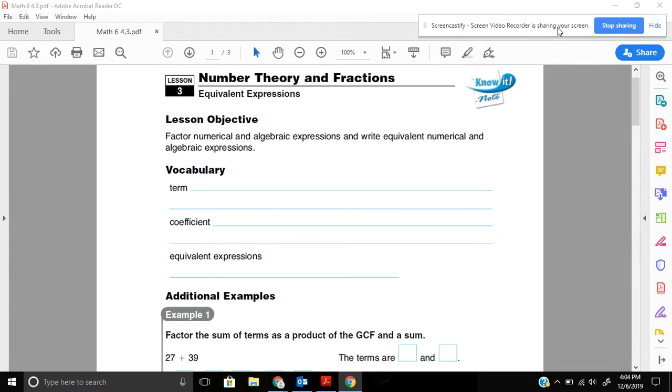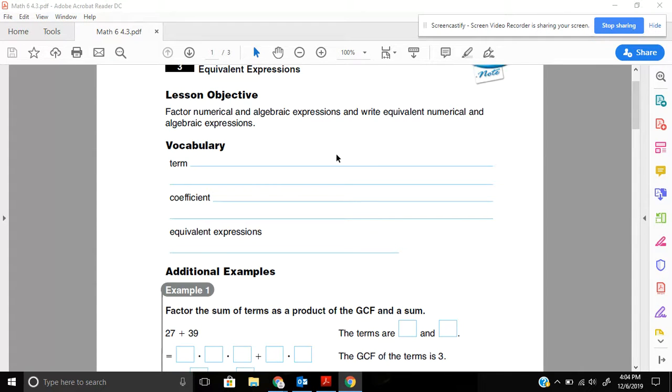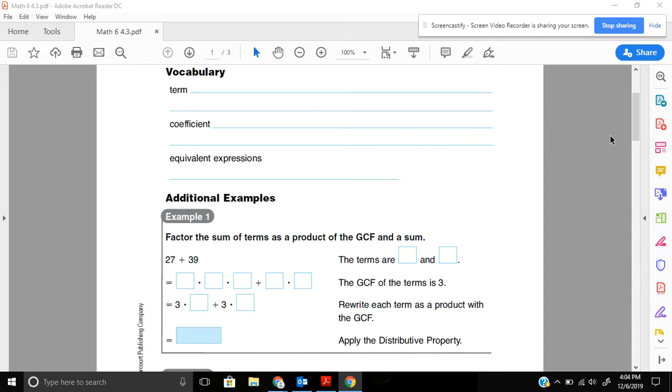Today we'll be discussing equivalent expressions. We're going to mix in a little bit of algebra today, as you see from our lesson objective here. We're going to factor numerical and algebraic expressions. A numerical expression is just numbers, like down here where it's 27 plus 39, or an algebraic expression, which contains letters, right? And write equivalent numerical and algebraic expressions. So there's a little bit of vocabulary and a little bit of algebra involved in this section.